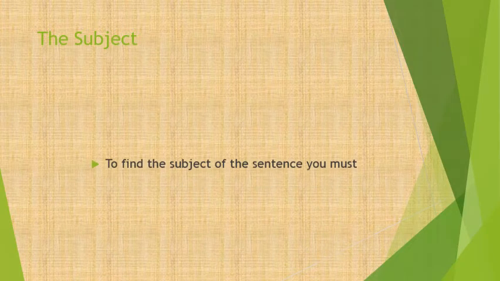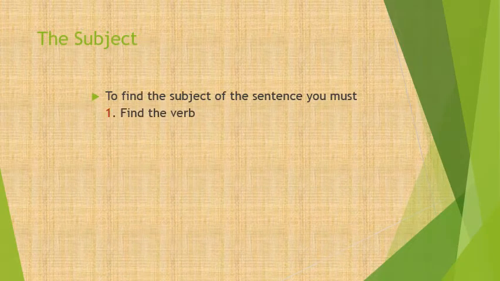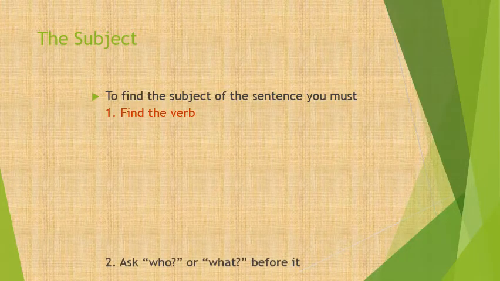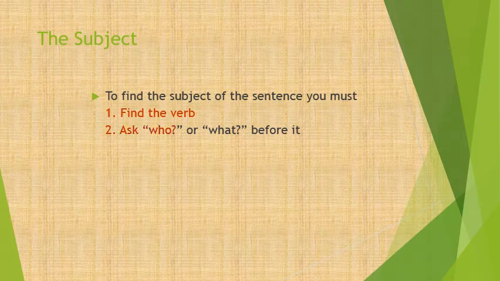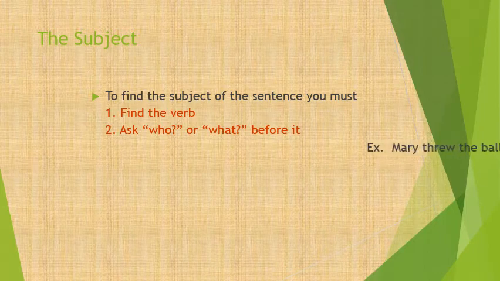In order to find the subject of a sentence, you must at first find the verb. The second thing you should do is ask who or what before it. So, here's an example.